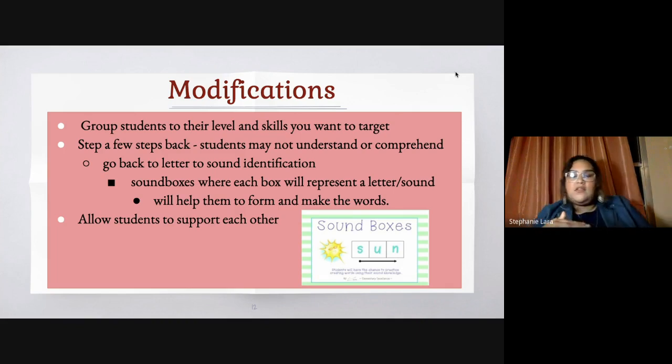In our case, if students are not able to write their own words and make them, it might be because they don't know their letters or sounds that they hear when they say the word. So we need to go back to letter to sound identification, which will allow them to form words in a structure that will match. A strategy that you can use to do this is sound boxes, where each box will represent a letter to sound that then will help them form and make the words.